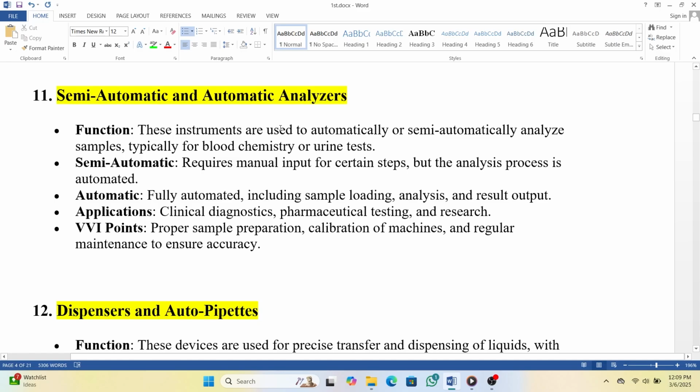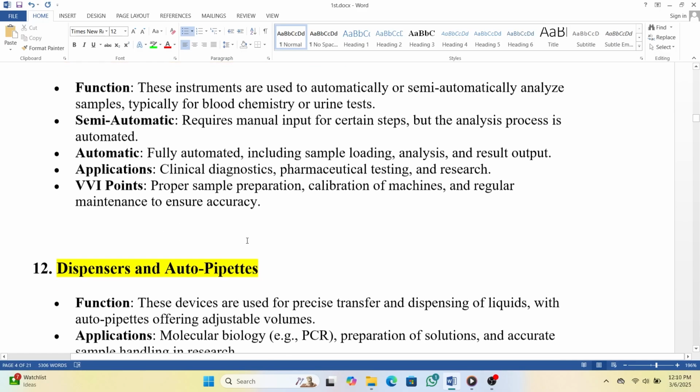11. Semi-automatic and automatic analyzers. Function: these instruments are used to automatically or semi-automatically analyze samples, typically for blood chemistry or urine tests. Semi-automatic requires manual input for certain steps, but the analysis process is automated. Automatic, fully automated, including sample loading, analysis, and result output. Applications: clinical diagnostics, pharmaceutical testing, and research. VVI points: proper sample preparation, calibration of machines, and regular maintenance to ensure accuracy.